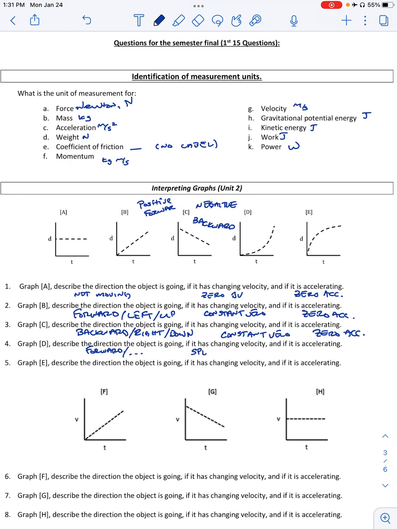Is it changing velocity? Yes. This one is speeding up. Is it accelerating? Yes. Positive. Speeding up, basically. This one is increasing its velocity, just so you know. Okay. Part E, still forward. It is slowing down. So that means decrease. And is it accelerating? Yep. It's a negative, slowing.